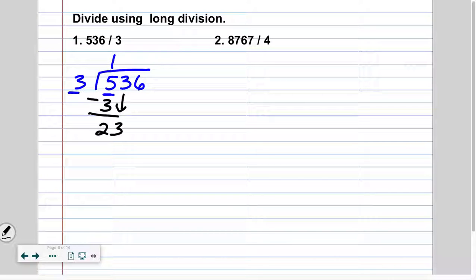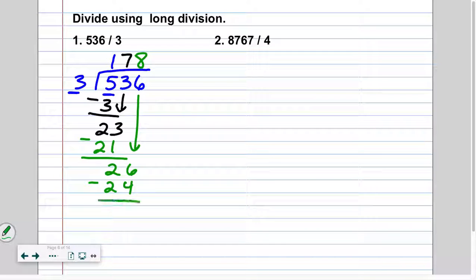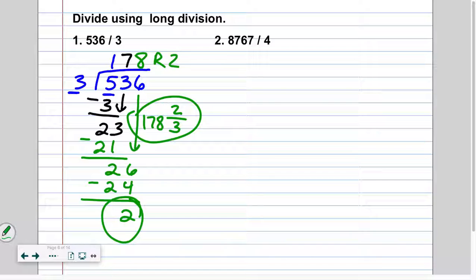How many times does 3 go into 23? That was 7. Take 7 times 3, we get 21. That goes below it. And then we subtract, which gives us 2. And bring down the 6. How many times does 3 go into 26? That would be 8. We bring that up. 8 times 3 is 24. And we repeat the process. We subtract, we get 2. Now this last number here, we have nothing else to bring down, so that was our remainder of 2. Well, another way to write this would have been 178 and 2 thirds. So you can always write the remainder as a fraction over what we divided by.